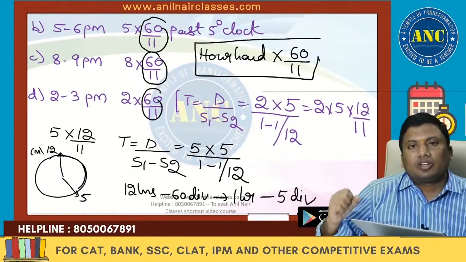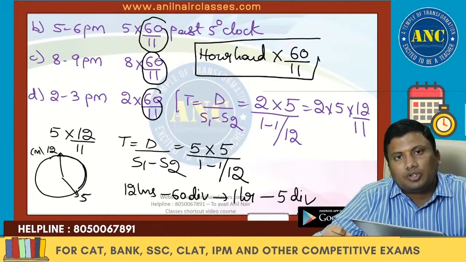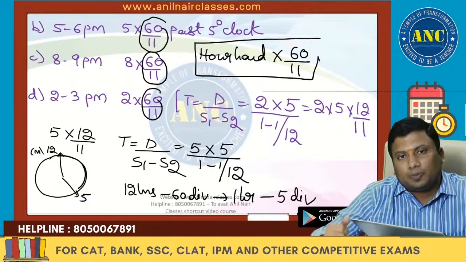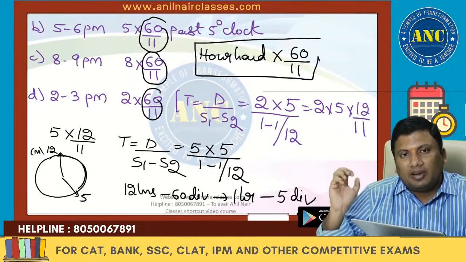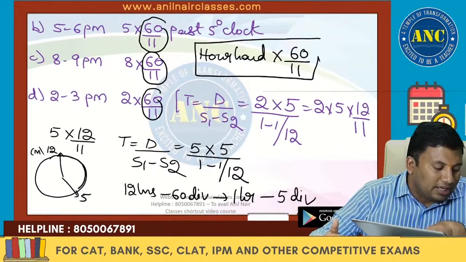Any question you can solve. Just look at me and try to answer. 3 to 4 p.m.: 3 into 60 by 11. 5 to 6 p.m.: 5 into 60 by 11. 8 to 9 p.m.: 8 into 60 by 11. I hope it is clear.